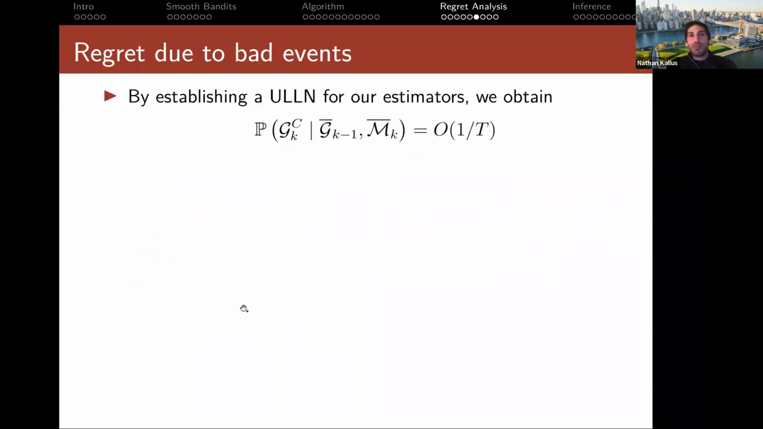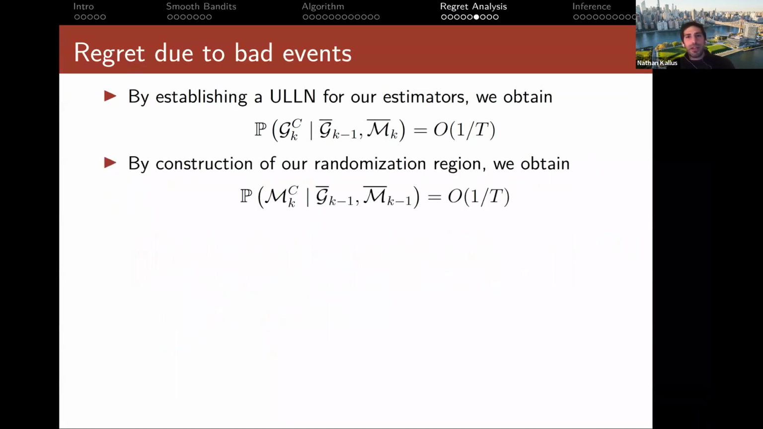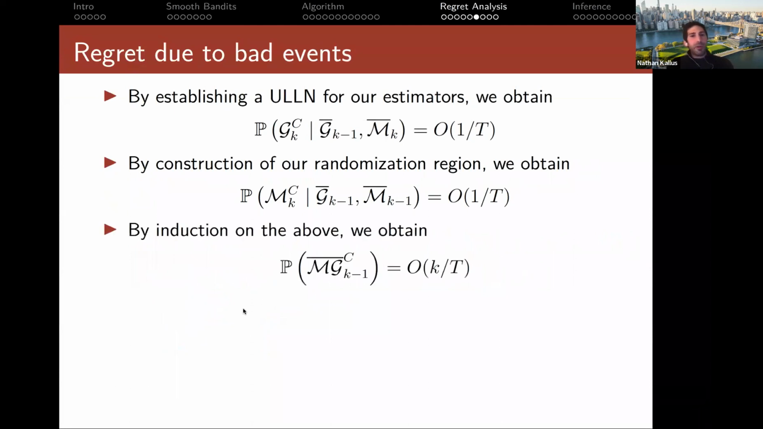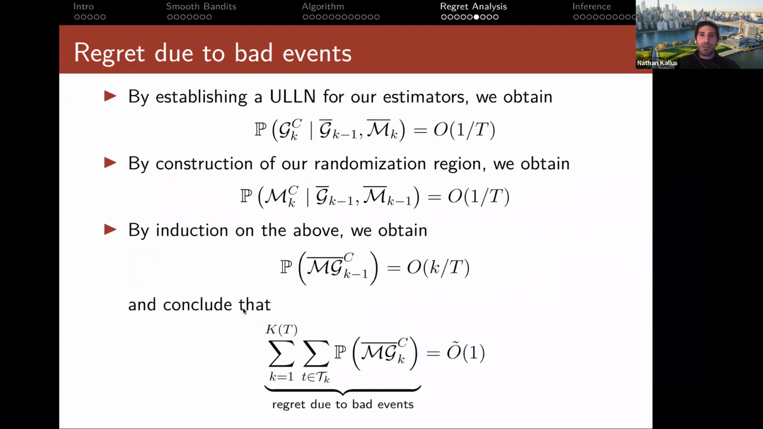Okay, and next, the regret due to bad events. So let me go through this quickly in the interest of time, so we'll get to look at the regret bound at the end. Essentially, what we can do is argue that the regret due to bad events is just going to be polylogs.